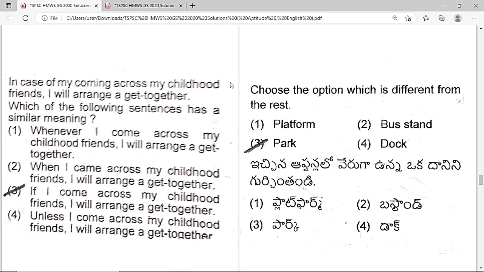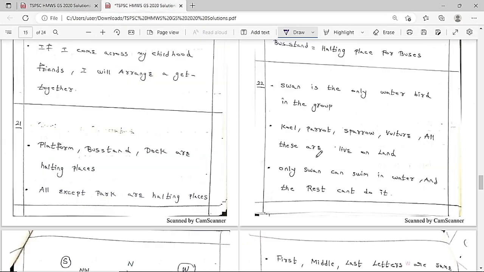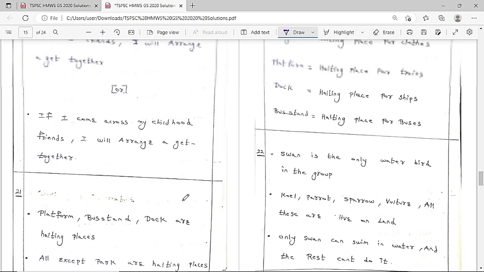Now we'll discuss something more about this. Platform, bus stand, and dock are the halting places. At the platform, trains are going to come and stay. At the bus stand, buses are going to come and stay. At the dock, ships are going to come and stay. These are called halting places, meaning vehicles are going to stay here.